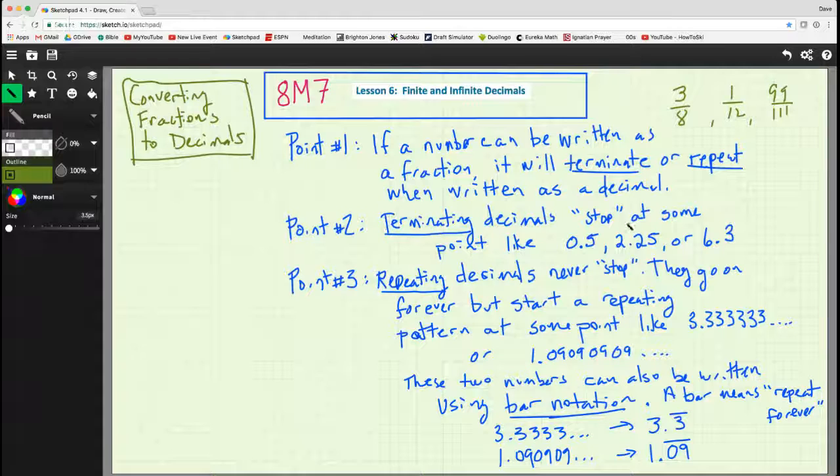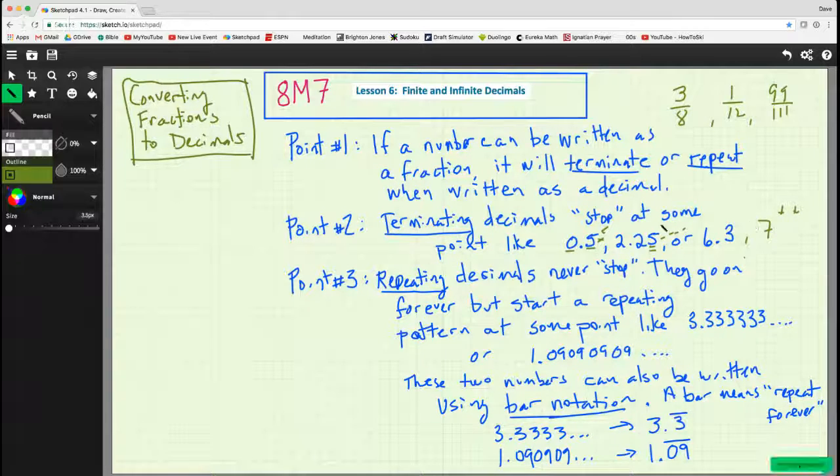So what is a terminating decimal? These are decimals that stop. So 0.5 stops here at 5. There's no more decimals after this. 2.25 has an extra decimal place, but it stops. It doesn't keep going. 6.3 is also terminating. Also terminating would be the number 7. That terminates. It doesn't have any decimals. So these are all terminating decimals.